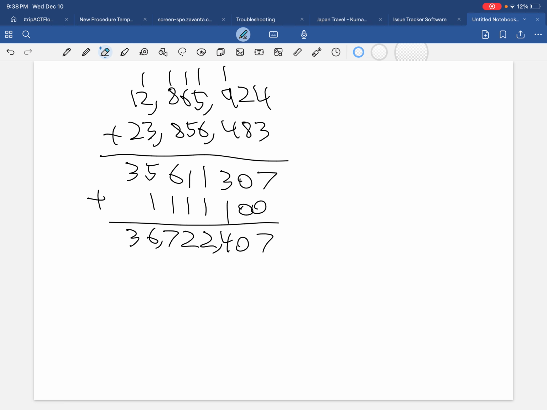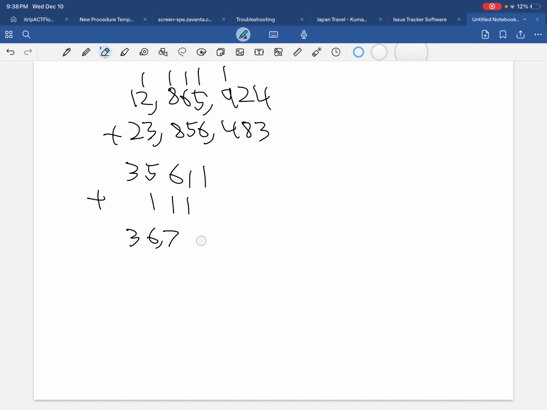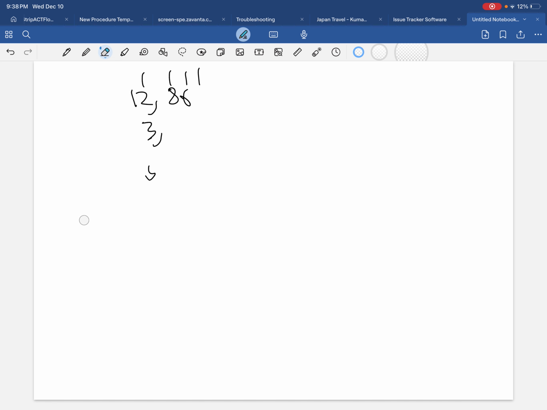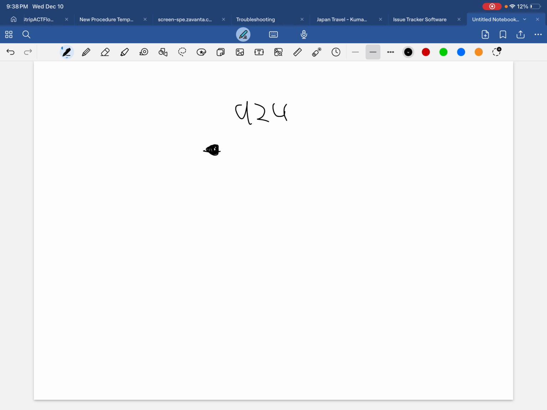Multiplication, different story. I'm not even going to attempt to multiply 12 million by 23 million. Let's say 924 times 483. We truncated the numbers from before. This is going to take a long time because multiplication is distributive.